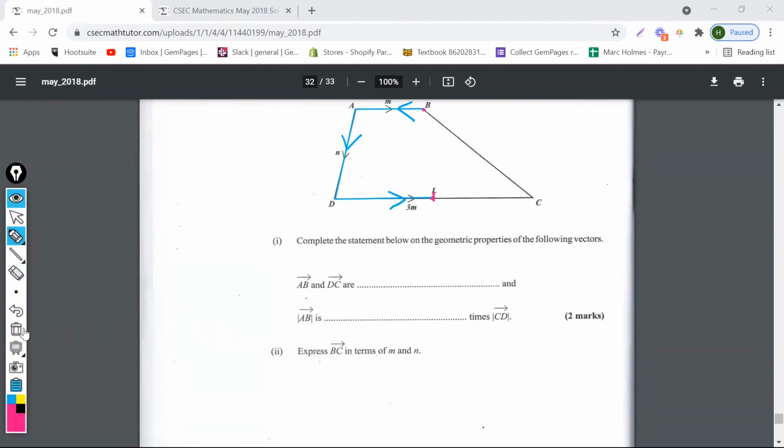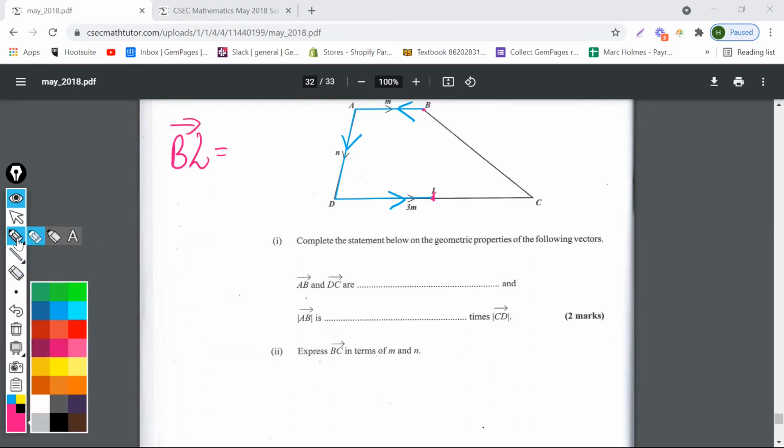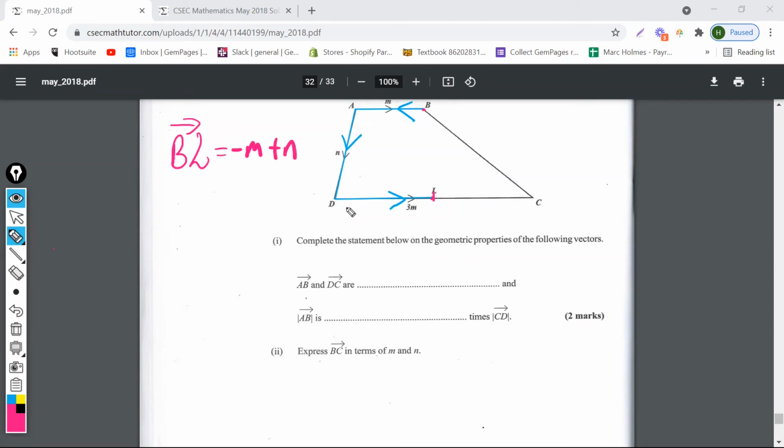So B to L, guys, let me write it. BL is going to be equal to, let me make this bigger. BL, guys, is going to be equal to negative M again. Negative M, because we're going the opposite direction, this way. Then downwards is going to be plus N. And then from D to L is going to be a half 3M. And it's a half 3M, guys, because it's the midpoint.